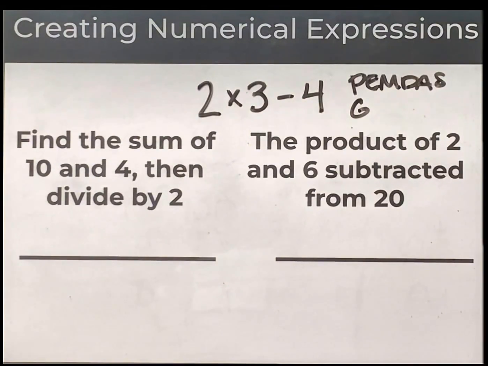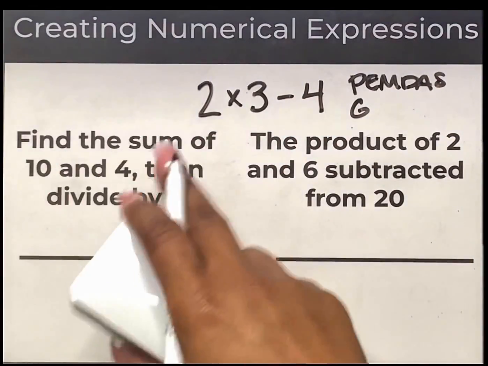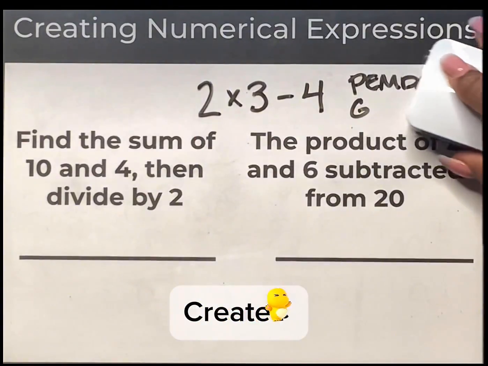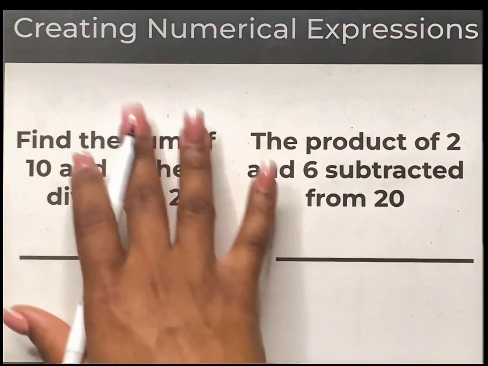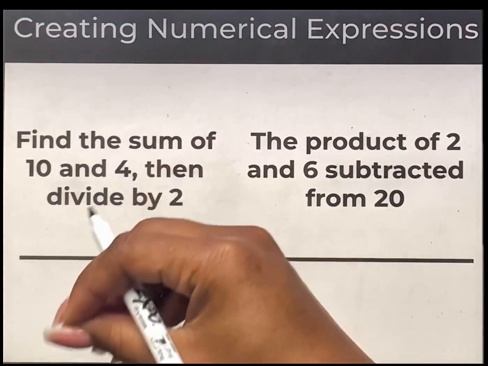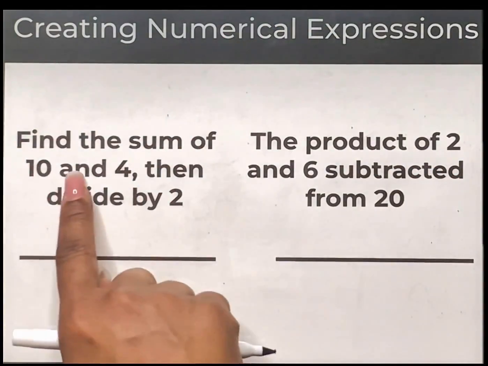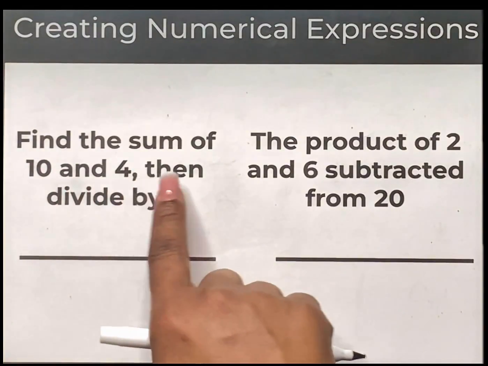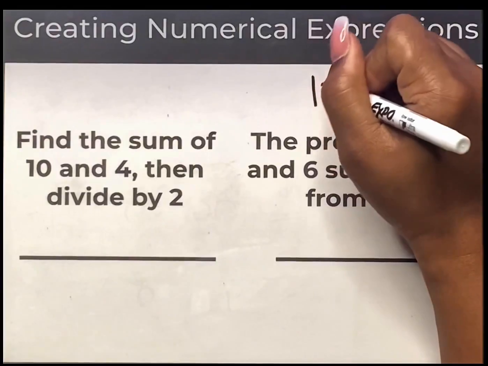In today's mini lesson, we are taking words and creating a numerical expression. We're not going to evaluate the expression. We're not going to solve it. We're going to create it. So let's read this and attempt to create a numerical expression. Number 1, find the sum of 10 and 4, then divide by 2. Again, find the sum of 10 and 4, then divide by 2.